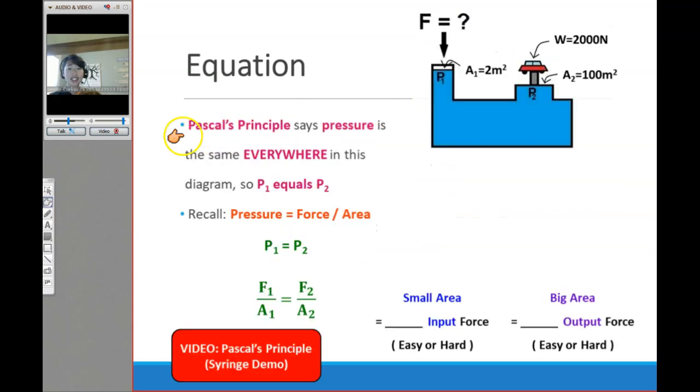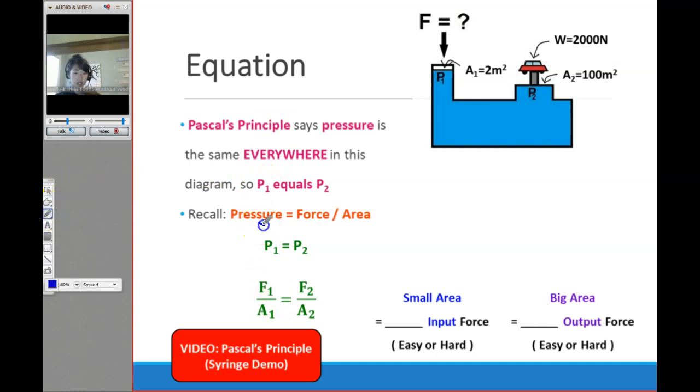Cool. All right, so let's take a look at a little bit of the math here. Pascal's principle says that pressure is going to be the same everywhere in the diagram. So the pressure that we apply to one side, the easy side, P1, is going to be the same pressure as we add over here to the car, P2. Remember, the equation for pressure is force divided by area. So if the two pressures are equal, then the force divided by areas are also equal. Smiley faces if that makes sense.